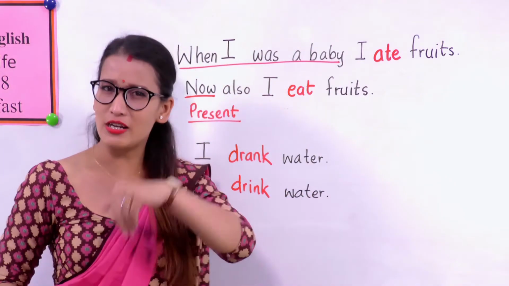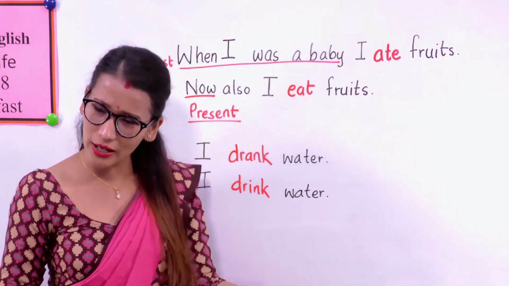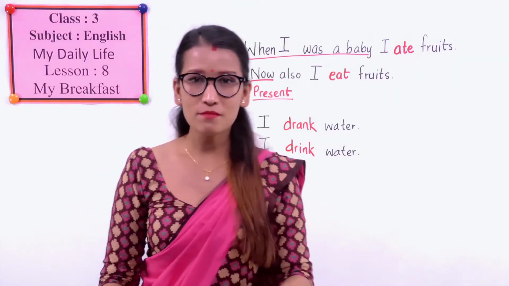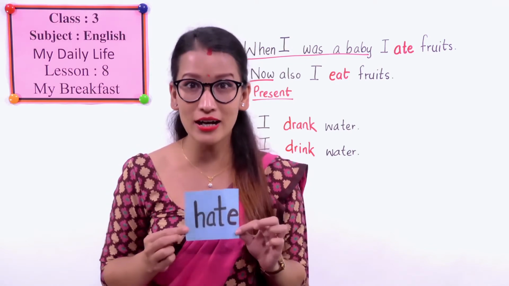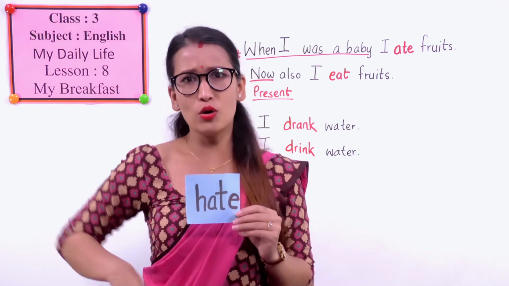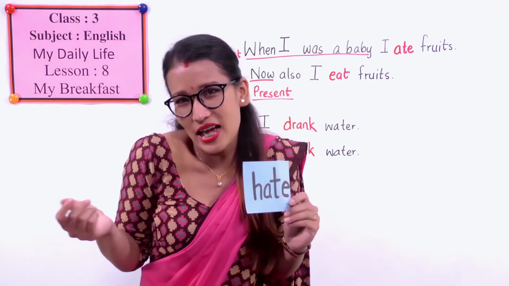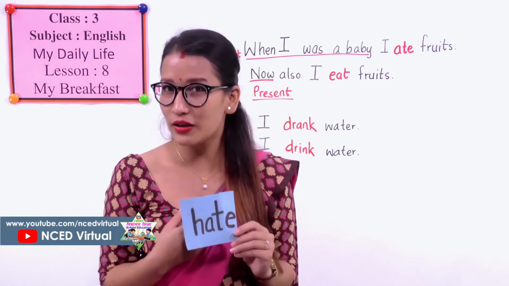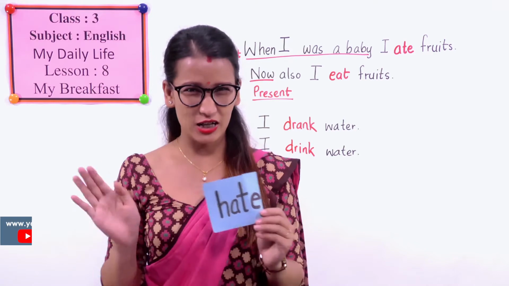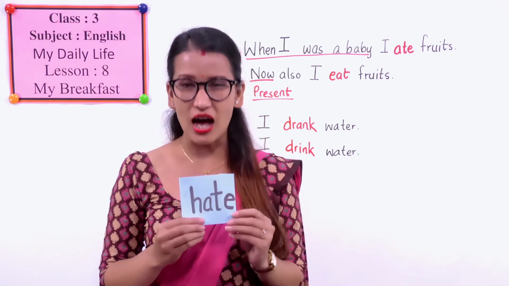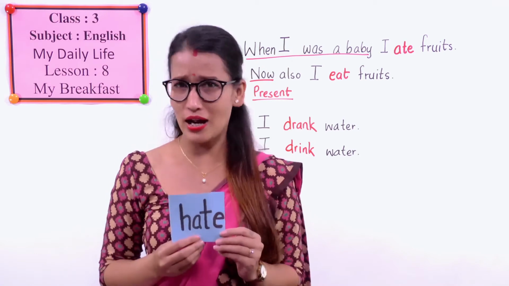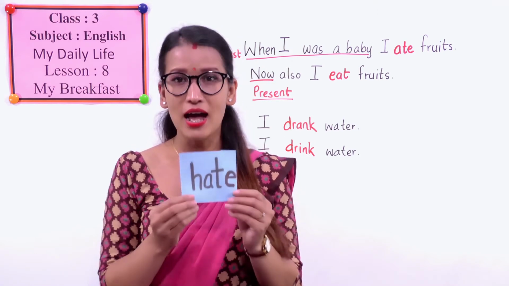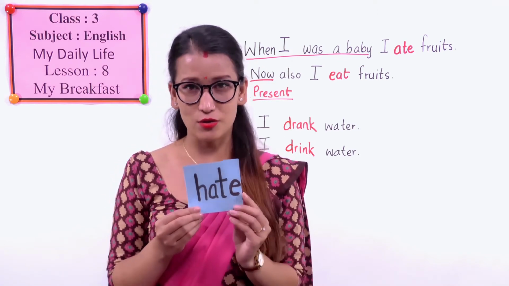Excellent. Now let us practice a bit more. Okay? So look at here. I have got many words. Okay? Can you read this word? Hate. Who do you hate? I don't hate anybody. Yes? What does hate mean? To not like. You do not like that. Okay? I hate to cry. I don't like to cry. Okay? I hate to cry.